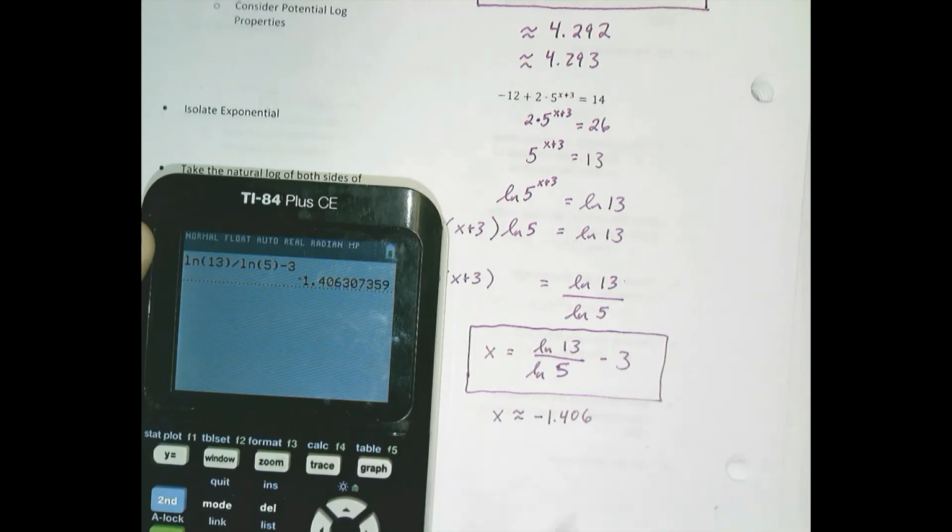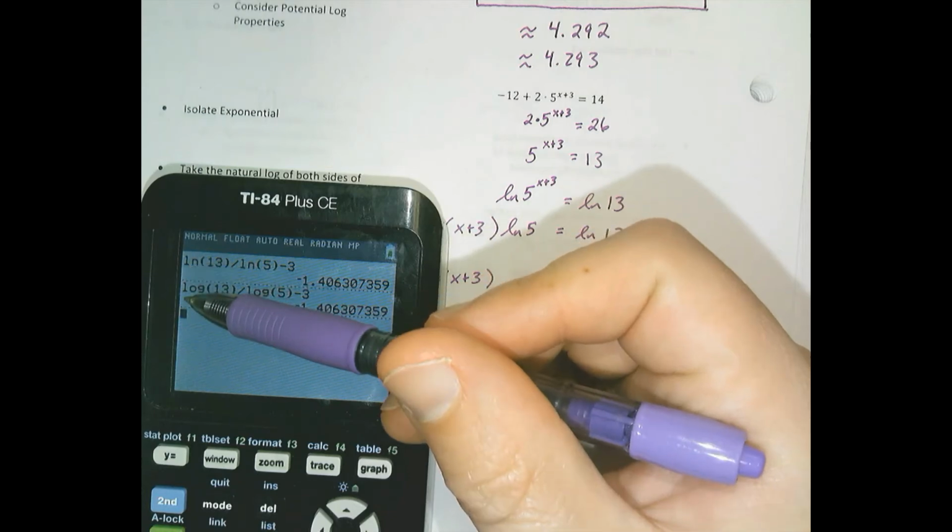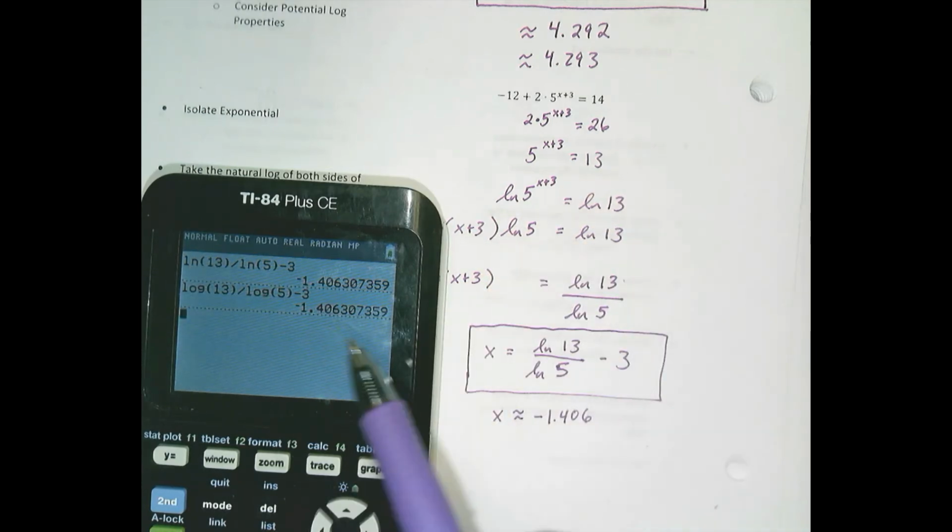Okay. And just to prove it, I'm going to use log base 10, also known as the common logarithm, to see if we arrive at the same answer. And we do arrive at the same answer. So regardless of whether we use our base e logarithm or our base 10 logarithm, we're going to get to the same answer.